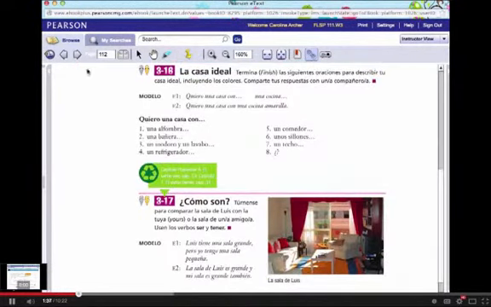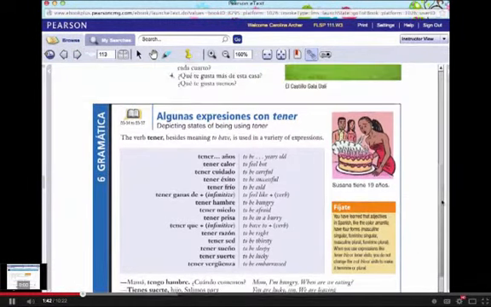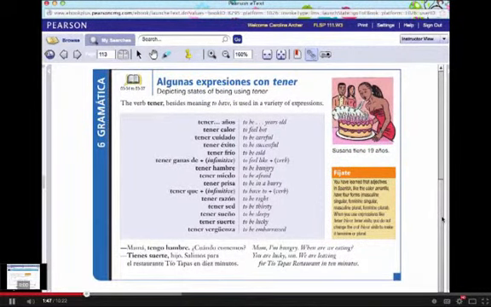So we are going to continue with the activities in My Spanish Lab, and we are going to look at some expressions with the verb tener. You already learned the verb tener, and it's coming back. Okay, it's a very common verb, especially because we use it a lot with expressions. The verb tener, besides meaning to have, is used in expressions. A lot of these expressions in English, if you notice, we use the verb to be.